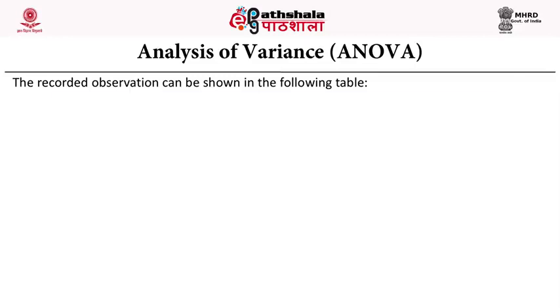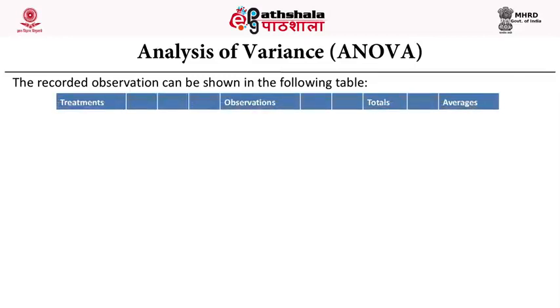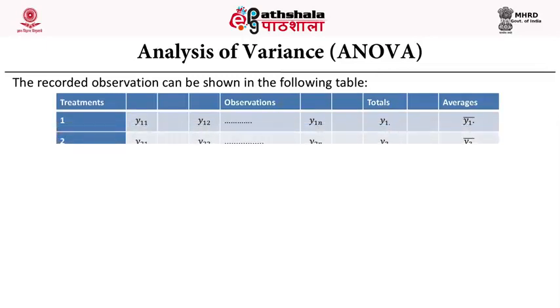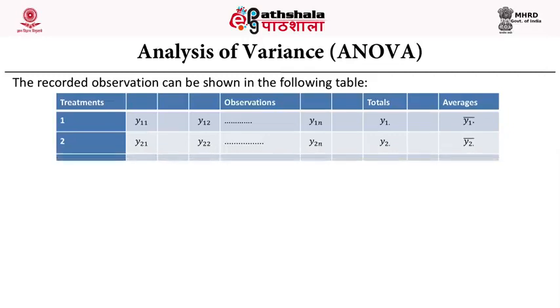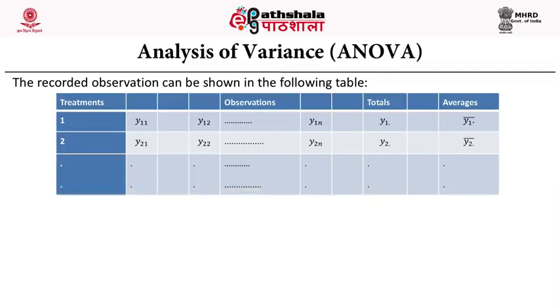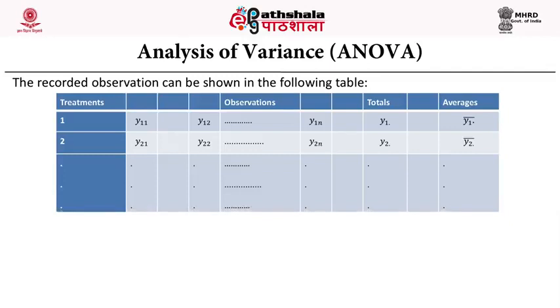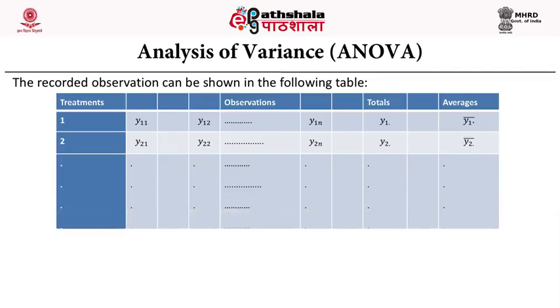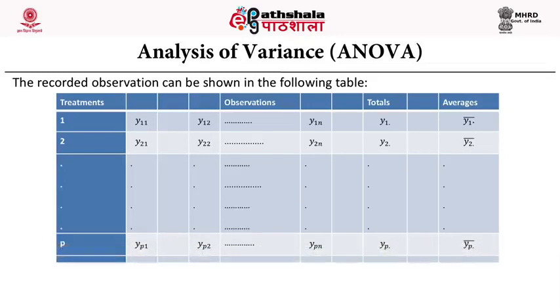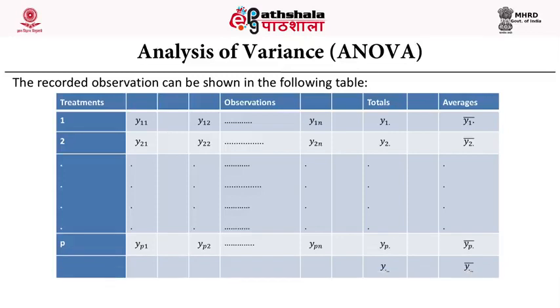So we have a table that contains the values of the variables, where y11 denotes the first observation from the first group. That means y1 denotes the first observation from the first treatment, and similarly we have yp1, the first observation from the pth treatment, and so on. The totals of these row sums are given here as y1 dot, y2 dot, and yp dot, and so on. And y double dot represents the grand total, and y1 dot bar represents the average value of the first treatment, and similarly yp dot bar represents the average value for the pth treatment.